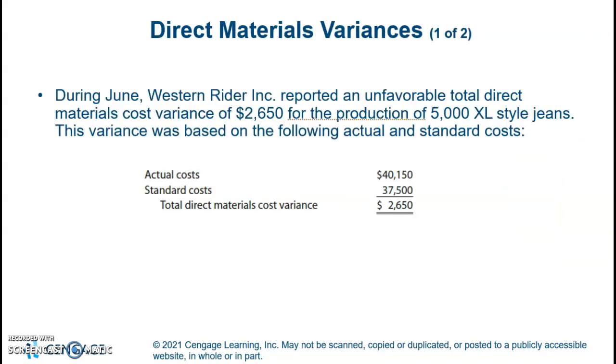So for Western Writer, we have a direct materials cost variance of $26.50, and the actual cost is actual price times actual quantity, and the standard cost is made up of standard price times standard quantity. So that gets us to our total materials cost variance. We need to break that down though into quantity and price.